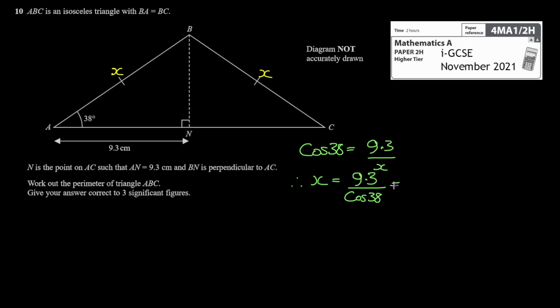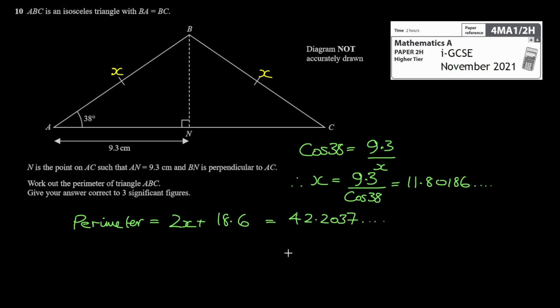Pop that into a calculator and get 11.80186. Okay, using the accurate result, we get the perimeter, it's 2x plus 2 lots of 9.3, which is 18.6. We know x, put that into a calculator and get 42.2037, which to 3 significant figures, so our cut will be here.